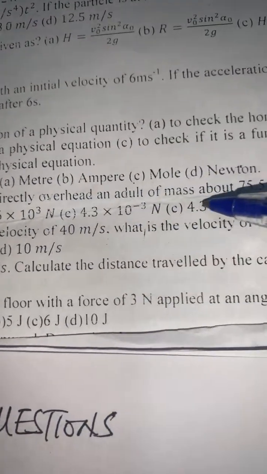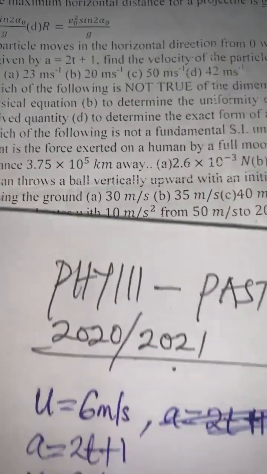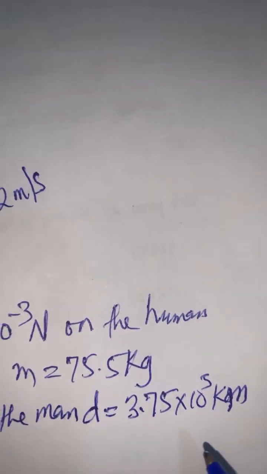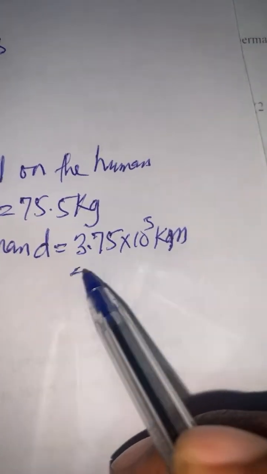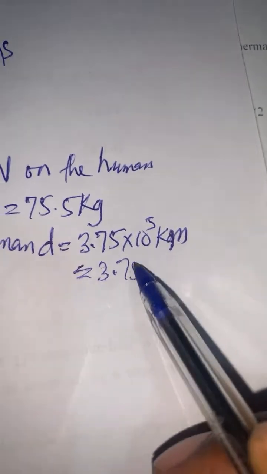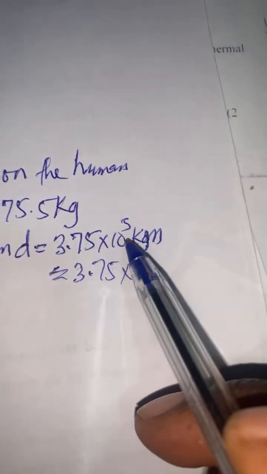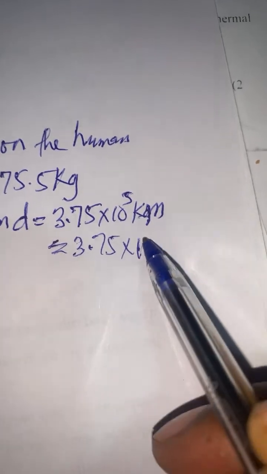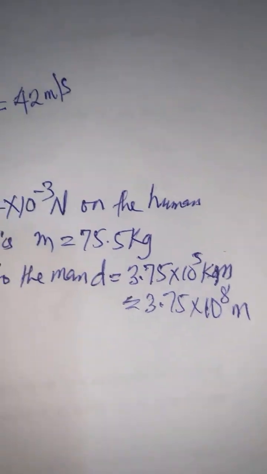Is it kilometer I saw? Okay, distance, kilometer away. All right, so for this kilometer, I can still make it to be in meters. If you want to make this to be in meters, it means you should just have it to be 3.75 times 10 to the power of 3. If you do your indices, 10, 10, you just pick one of them, 5 plus 3, that will be 8. And this will be in meters.